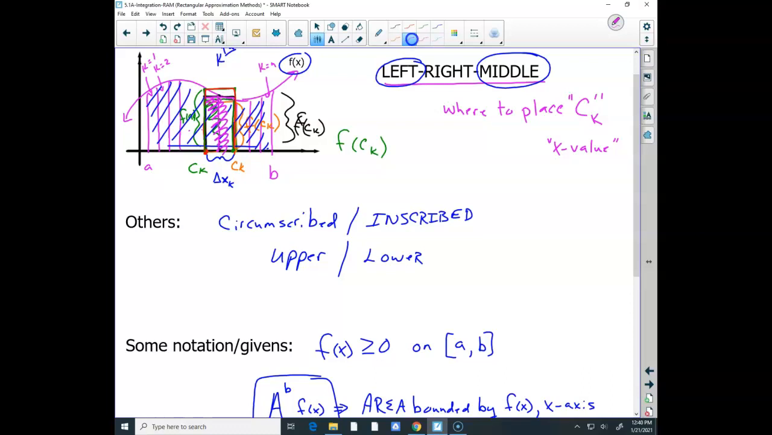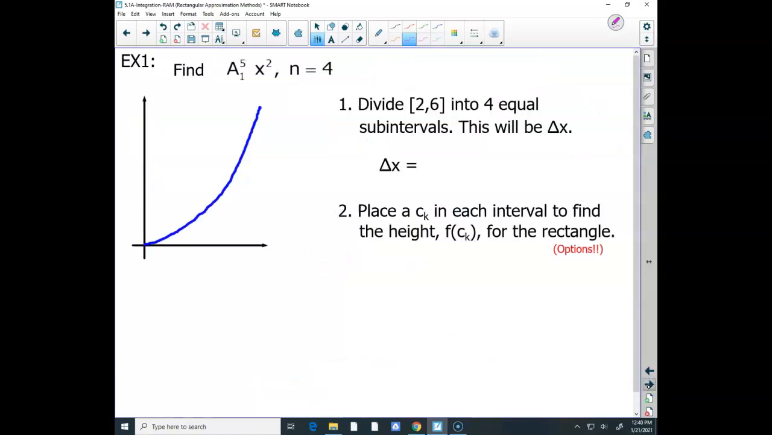Okay? So let's do an example here, and we're going to do one example 3 different ways, and we are going to be done for the day. So this is your book notation. This implies f of x equals x squared. So here's my f of x curve. It also is telling me on the interval from 1 to 5, using n equals 4 rectangles.